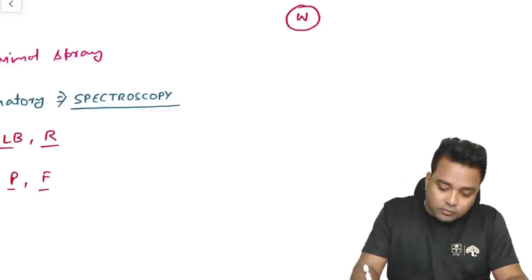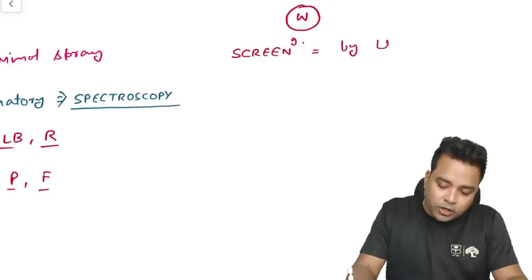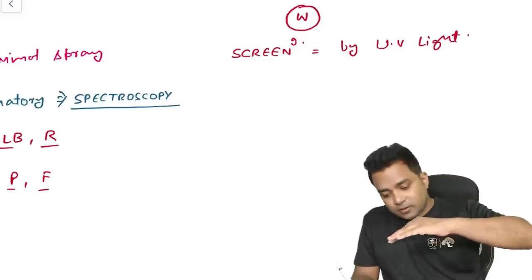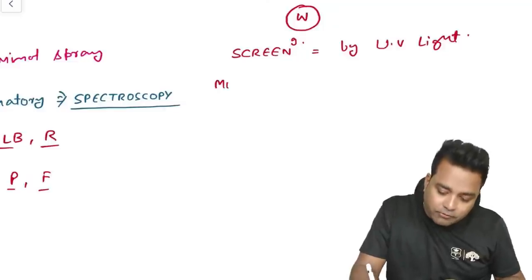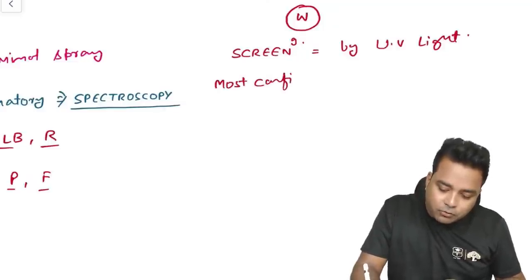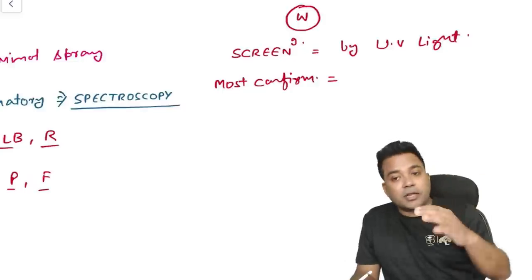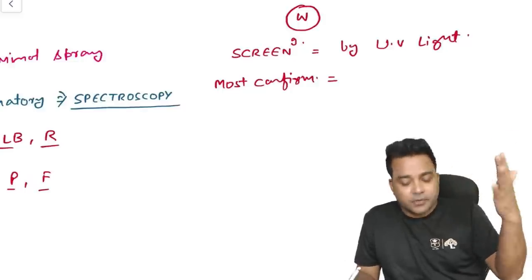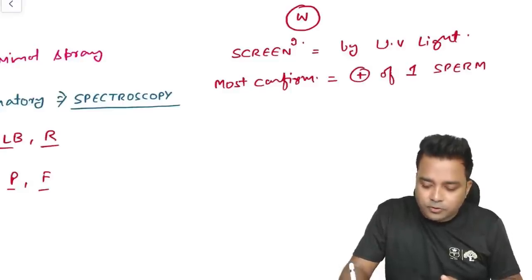So to solve the query of the policeman, you will tell the policeman that yes, let us do the screening of the sample by ultraviolet light. If I get a bluish fluorescence, I will screen the sample to be semen. And then I will apply the most confirmatory test to confirm that the sample is semen and nothing else. So what should be there in the sample that it is semen and not vanilla ice cream? Spermatozoa. The presence of even one spermatozoa, which can be looked at under the microscope.